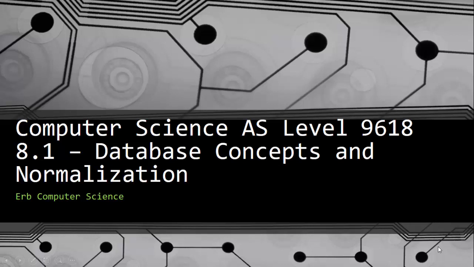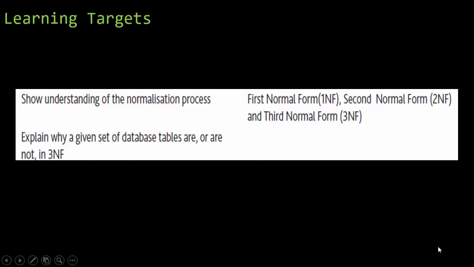Continuing with the Computer Science AS Level 9618 curriculum, we're going to be taking a look at topic 8.1, database concepts, and this primarily focuses on normalization. So let's take a look at the learning targets, know what we're looking for today: show an understanding of the normalization process going into first normal form, then second normal form, and then third normal form, 1NF, 2NF, 3NF, and then explain why a given set of database tables are or are not in 3NF.